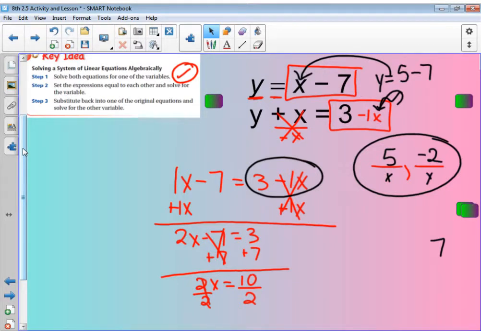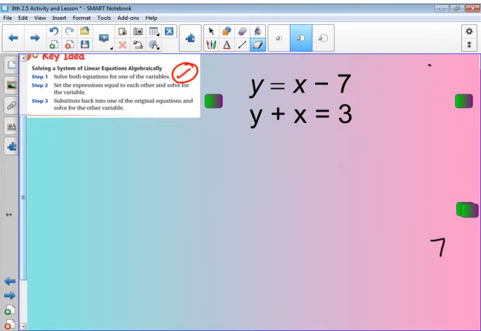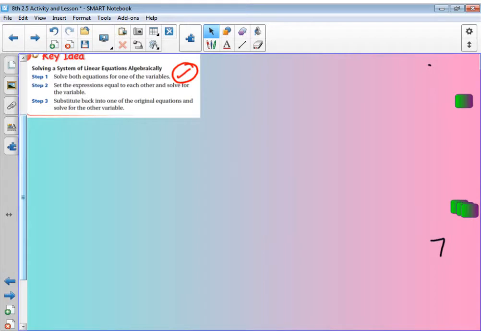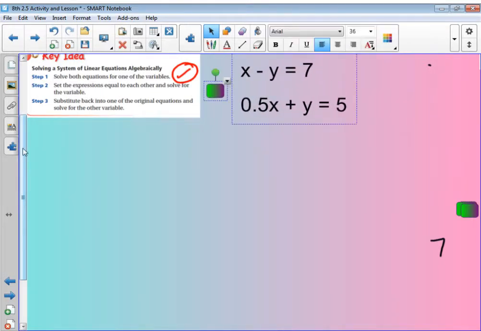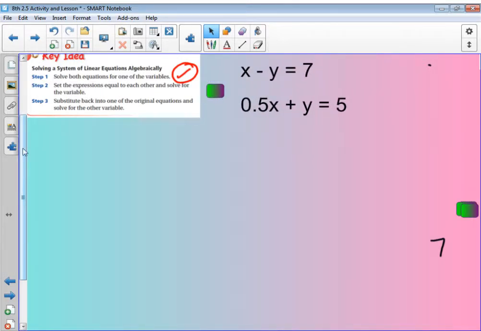Once again, it takes practice getting them to that point of the y equals. So we're going to do one more together, and this one's working with a decimal as well.